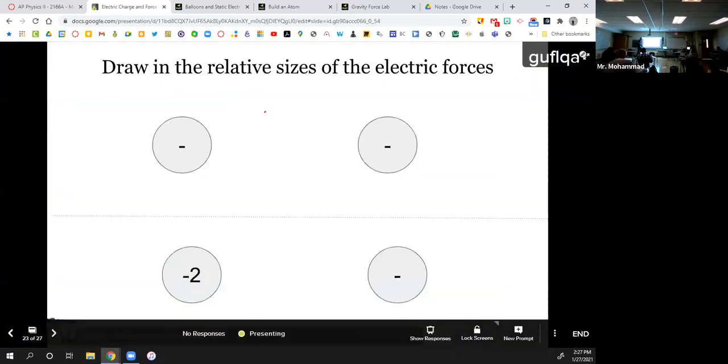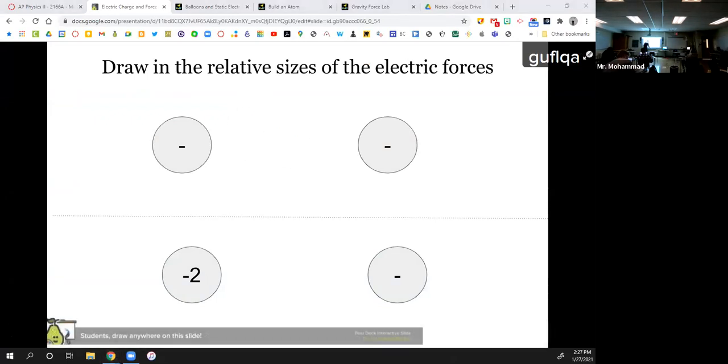Now, the next slide here. If we say these two are going to be repelled like that with an electric force, because you guys basically said before like charges are going to be repelled. Can you draw the relative size of the forces down there? Because it's still going to be repelled. Would you say it's going to be bigger, smaller? And then also, do these two have the same size charge, same size force, or would they be different? If you run out of drawing room, I'm sorry.